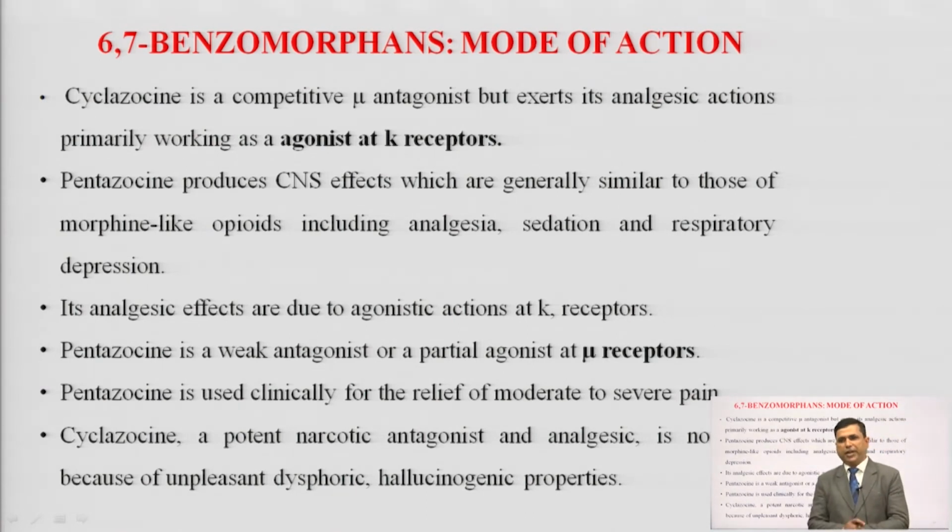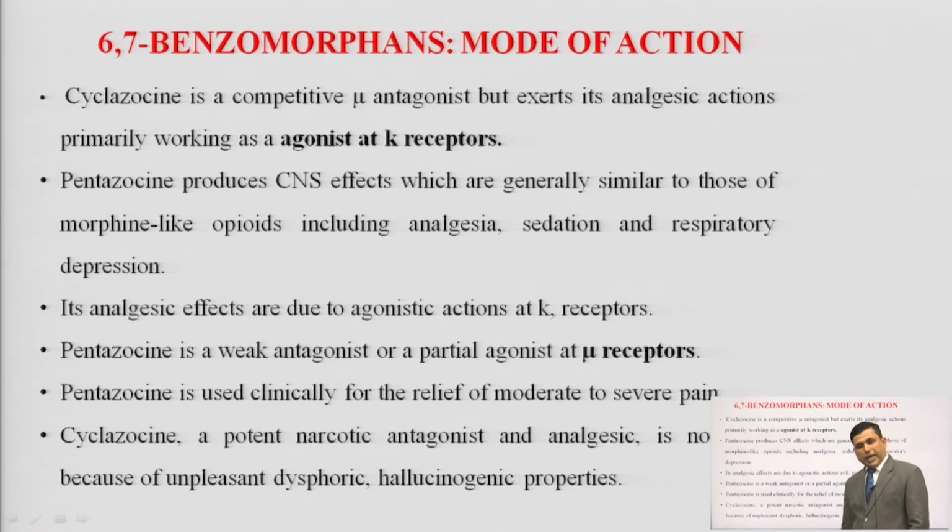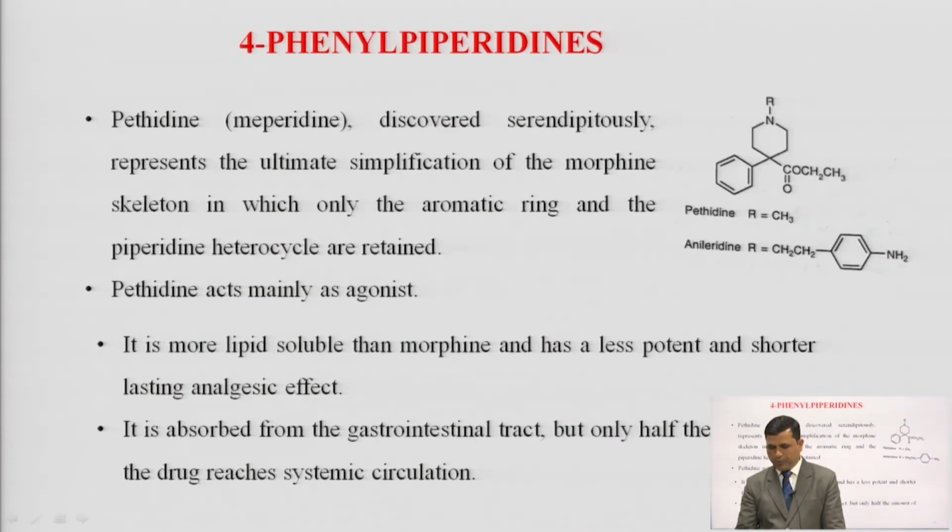Pentazocine produces CNS effects which are generally similar to morphine, including analgesia, sedation and respiratory depression. Pentazocine's analgesic effects are due to its agonistic action at the kappa receptor; it binds with the kappa receptor. When it acts at the mu receptor, it acts as an antagonist. Cyclazocine is a potent narcotic antagonist, and it is not used as an analgesic because of its unpleasant dysphoric and hallucinogenic properties.